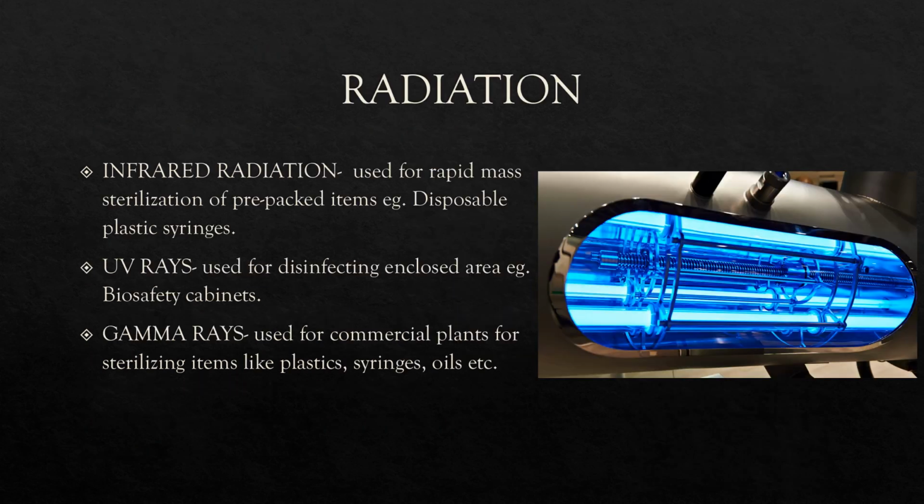Next is radiation. Infrared radiation is used for rapid massive sterilization of prepacked items. Example: disposable plastic syringes. UV rays are used for disinfecting enclosed areas, etc. Biosafety cabinets. Gamma rays are used in commercial plants for sterilizing items like plastic syringes, oils, etc.